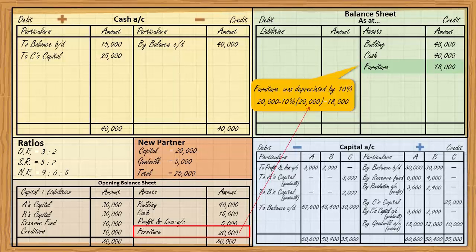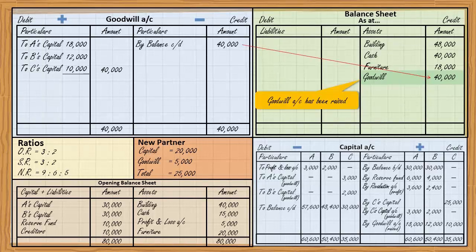And now we have to create one more item, and that is Goodwill. You have raised Goodwill by rupees 40,000. So please write down Goodwill on asset side rupees 40,000. And this is the closing balance of Goodwill account. Total 1,46,000. Please come to the liability side.